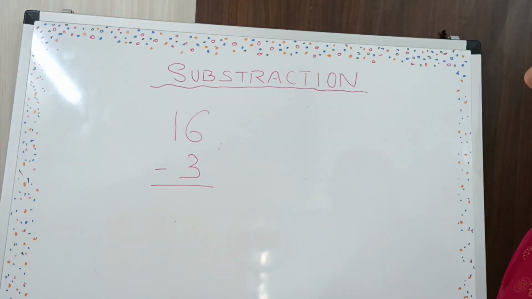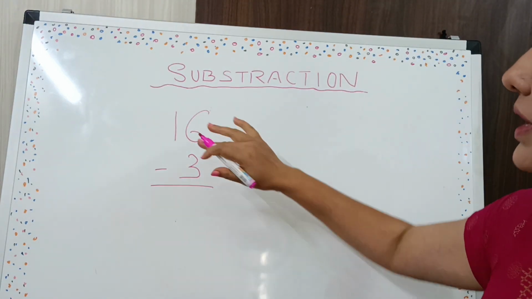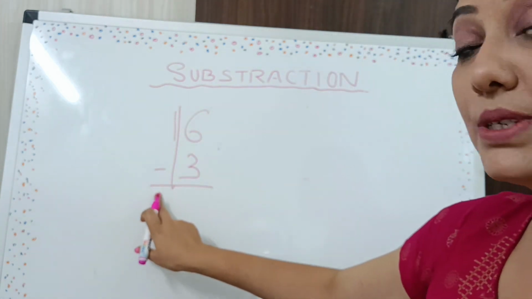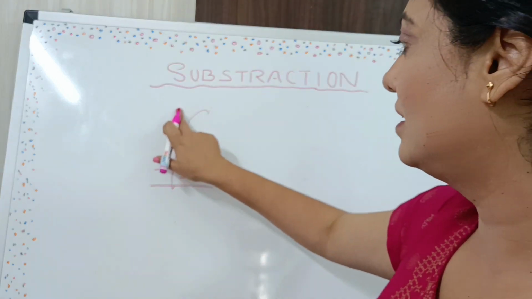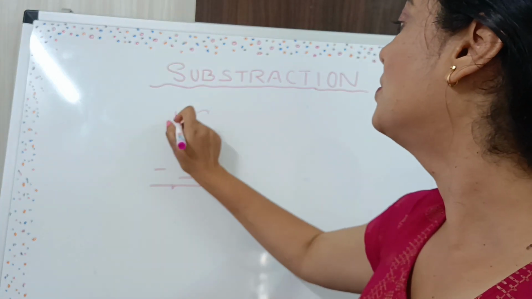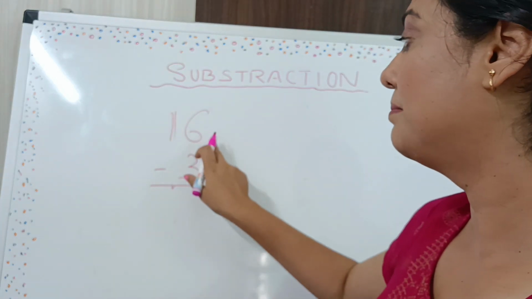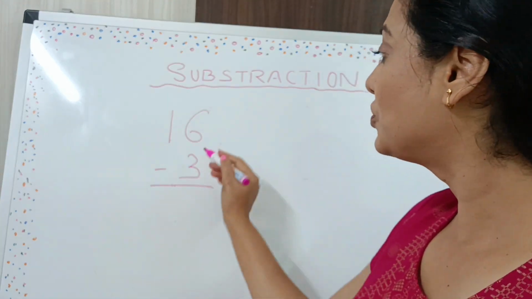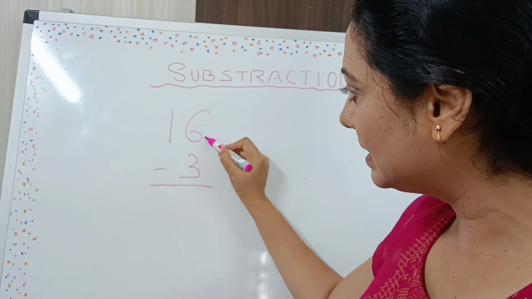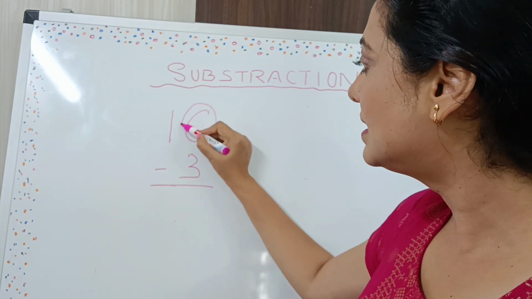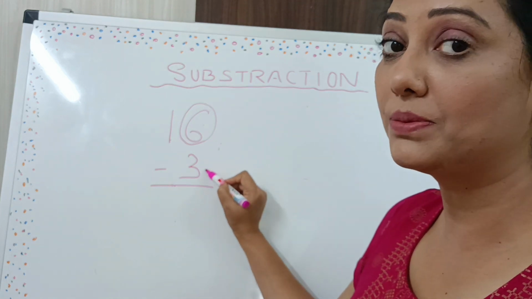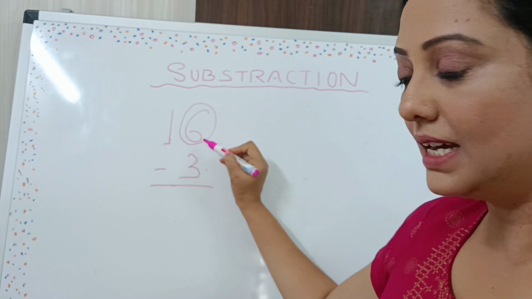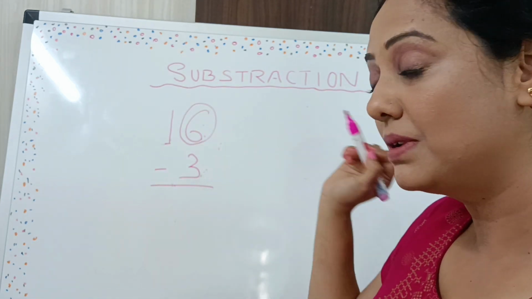We take another example like 16 minus 3. What will be the answer? 6 minus 3. First we have to do this side, then we have to do subtraction on this side. But we are learning this side only. So 16 minus 3. We have to subtract from 6 only. We don't need to subtract from this number. 6 is there, so we have to subtract from 6.